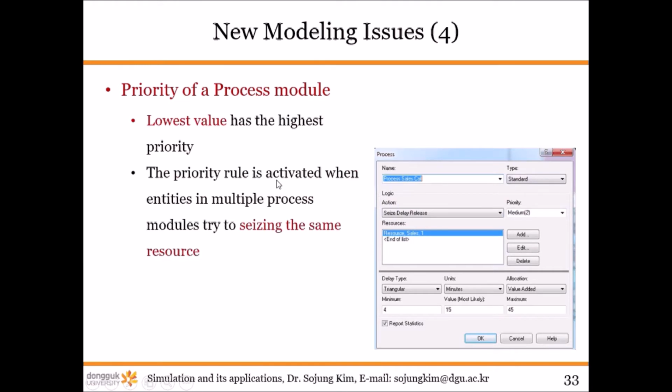Okay, so also the priority in the process module. Let's talk about the priority of the process module. In the process module, you can also set different priorities. The lowest value has the highest priority usually. So you have a priority option here. The priority rule is activated when entities in multiple process modules try to seize the same resource. So you can also use a process module to seize the same resource with different priorities. If all process modules are using the same priority, you can choose the same option: medium, medium, medium, or high, high, high, or low, low, low, and so on.